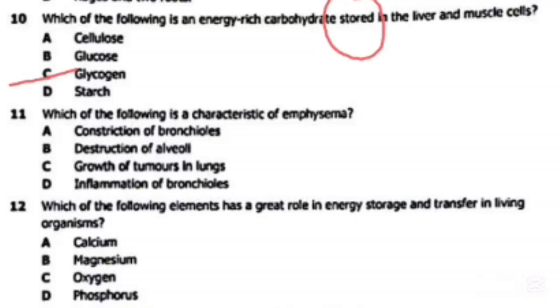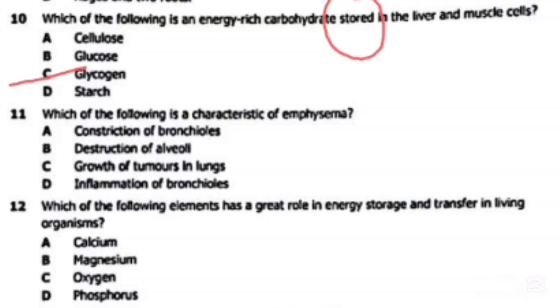Then why is B wrong? Glucose is not a storage form. Glucose is the primary form of the food. Then when you talk about cellulose, so cellulose is needed for what? For the cell wall, not the storage. Cellulose is responsible for the formation of the cell wall.